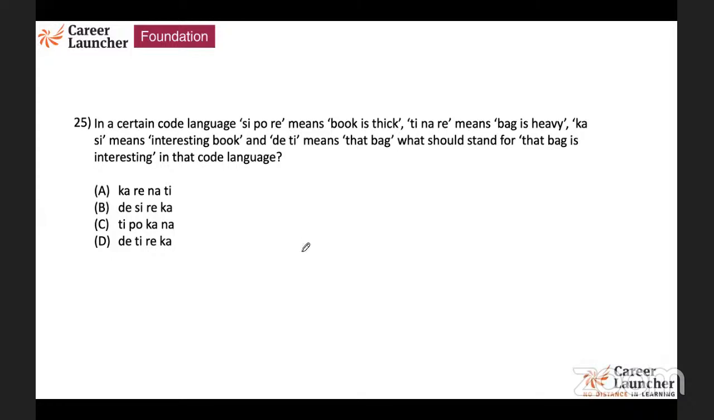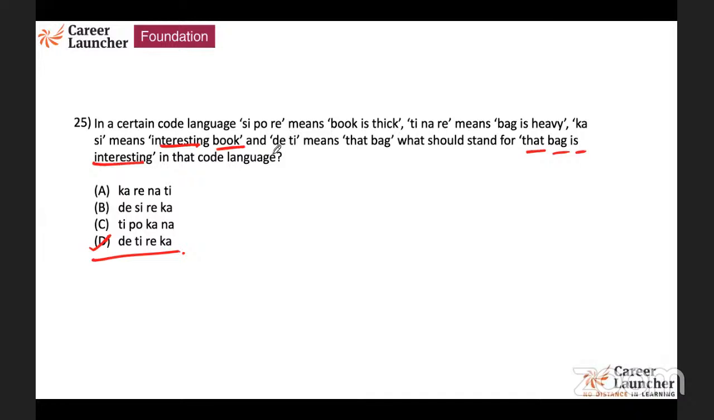Okay, a lot of you are now getting it right. Very correct. The answer is DETEI. You can easily get this answer. You need to know what the things are that you need to look for. That bag is interesting. Interesting book.